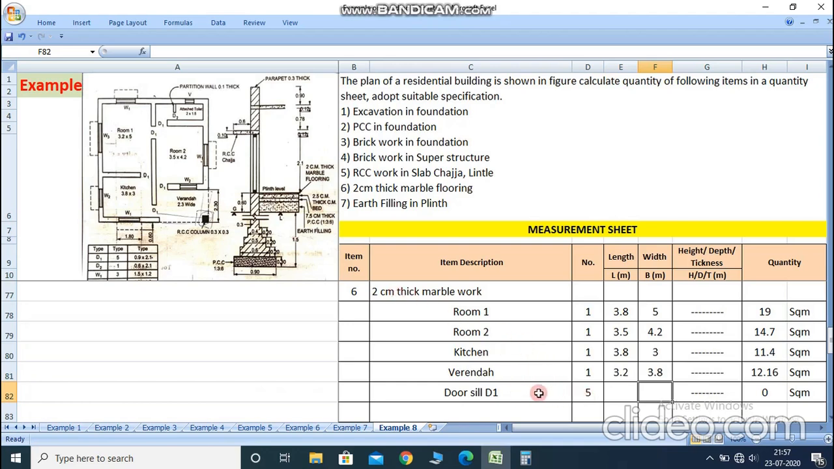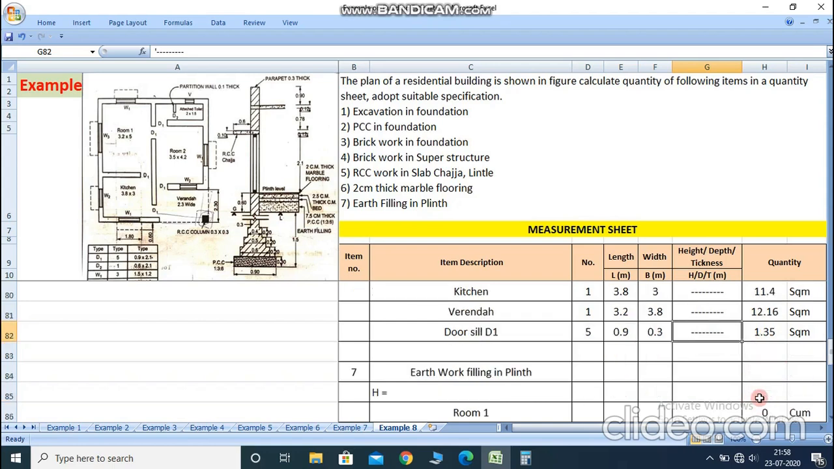Now then the door sill. Here the number of D1 doors is 5, so door sill 1, 2, 3, 4 and 5. 5 door sills are there. The length of door D1 is 0.9, so write here 0.9, and width is 0.3 as the wall thickness, so write here 0.3. So the total for the door sill is 1.35. Multiplying these three values, we got the answers 19 square meter, 14.7 square meter, 11.4 square meter, 12.16 square meter and 1.35 square meter.